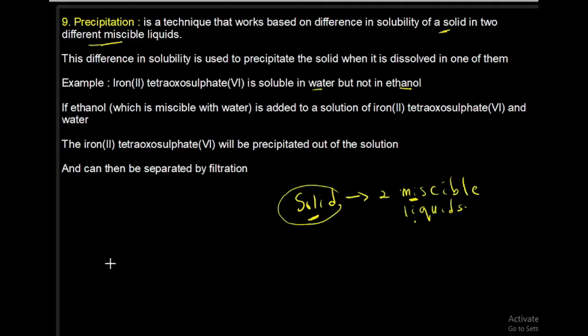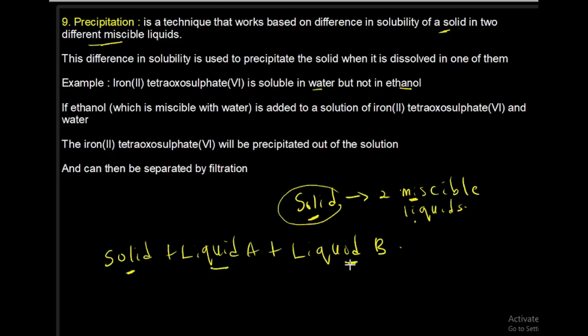Remember, we have a solid and two miscible liquids. Solid, liquid A, and then liquid B. Do not forget, it is stated here that the difference in solubility is used to separate the solid when it is dissolved in one of them. This sentence simply means this solid can dissolve in liquid A but not in liquid B.